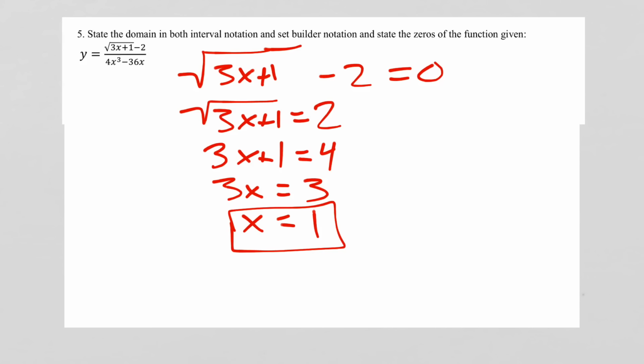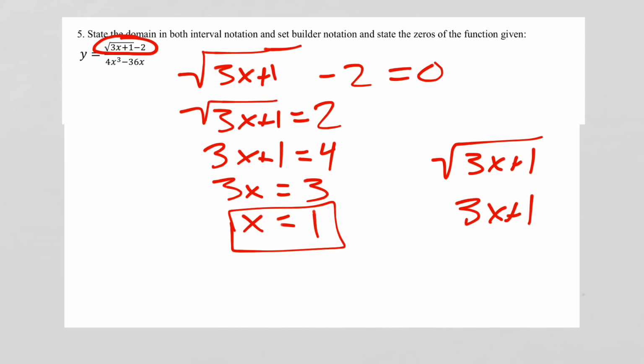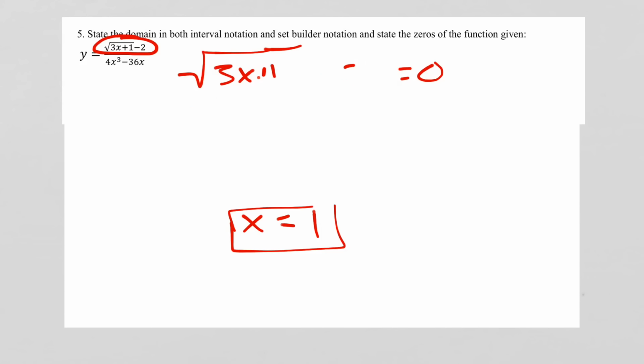And think about why that makes sense. We want this numerator to be 0. We have a minus 2 at the end, so we need the square root of 3x plus 1 to give us 2 when we're finished. If we want the square root of something to equal 2, what does that something have to be? Square root of 4. So 3x plus 1 has to equal 4, so x has to equal 1. I don't care how you get there, as long as you get there. So x equals 1 has to be a zero.